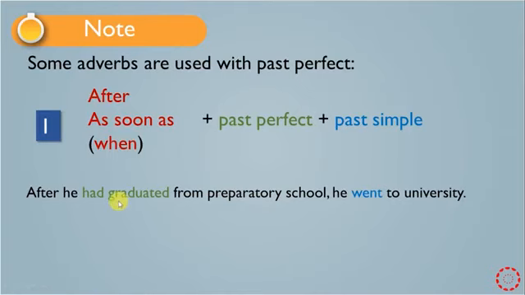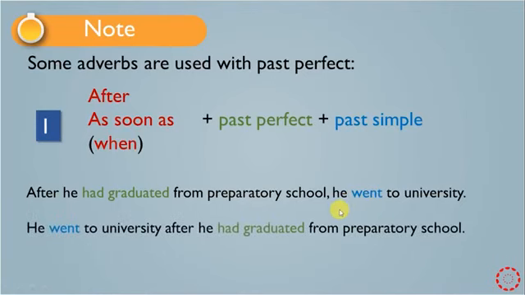Look, the first example after, this is past perfect, and the second sentence is past simple, he went to university. You can change the place of this sentence. You can put the past simple at the beginning. You can say he went to university after, and then we have past perfect. And past perfect, as we said, is followed by after. We say he went to university after he had graduated from preparatory school.